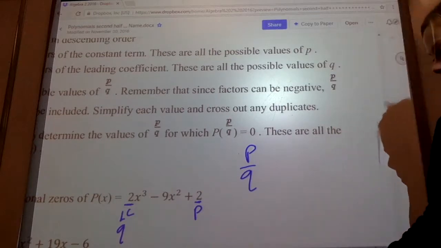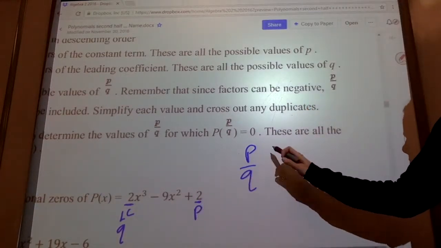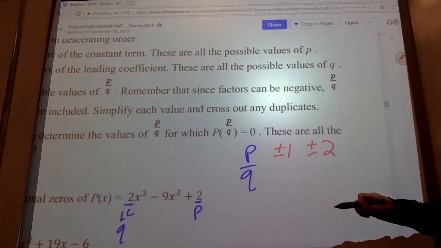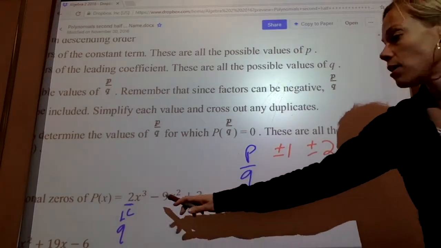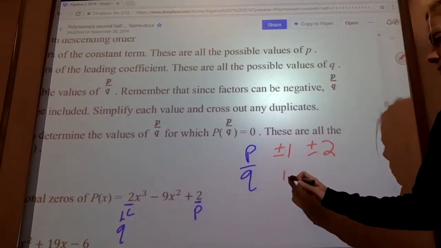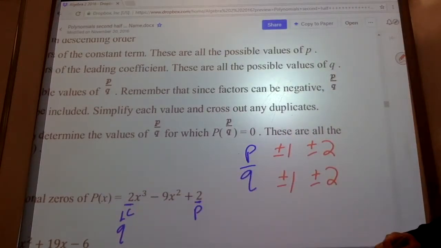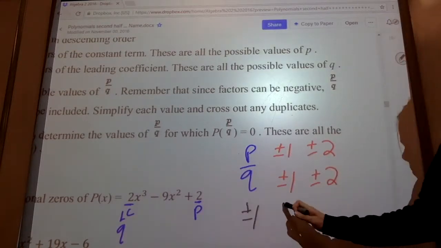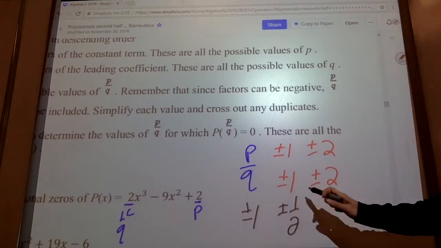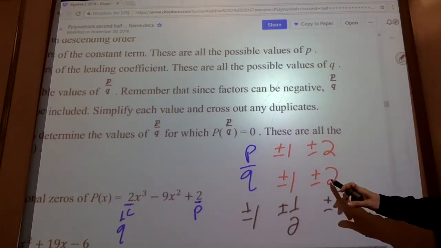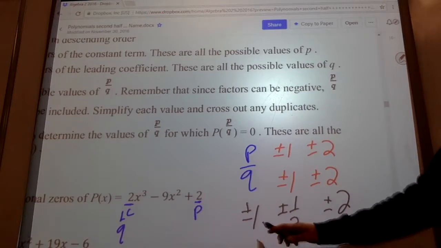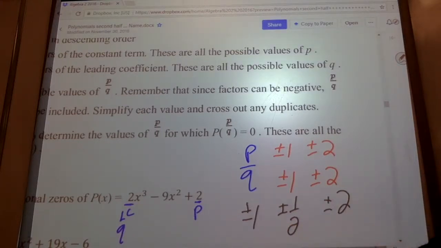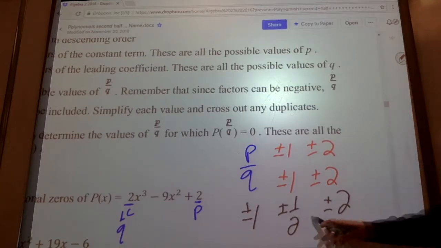Okay? So what does that mean? If p is 2, all the factors of p are 1 and 2, plus or minus. And all the factors of q, which is also 2, are 1 and 2. Okay? So if I do all of the dividing combinations, meaning 1 over 1 is 1, 1 over 2 is 1/2, 2 over 1 is 2, 2 over 2 is 1, which I already have. Okay? The rational root theorem says at least one, so could be more than one. One of these, at least one of these, will be a root of your polynomial.